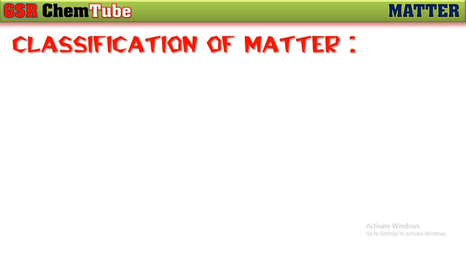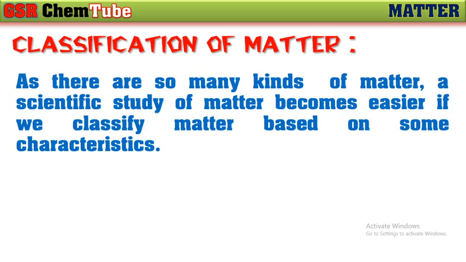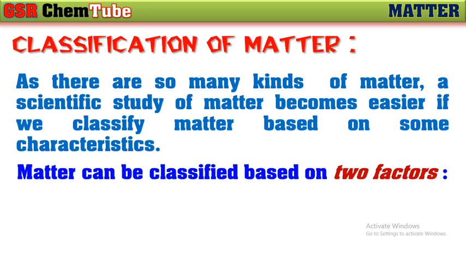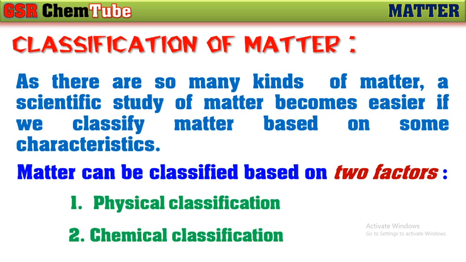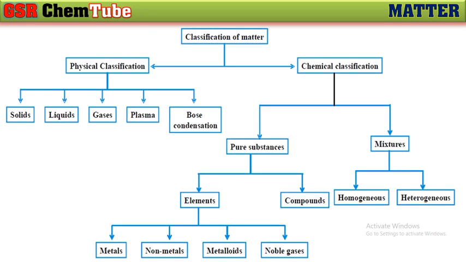Now let us see the classification of this matter. As there are so many kinds of matter, a scientific study of matter becomes easier if we classify the matter based on some characteristics. Matter can be classified based on two factors. One is physical classification, the other one is chemical classification. So if we classify the matter based upon the physical properties, it can be classified into five types. If the same is done in the chemical classification, the matter can be classified into two types, pure and impure substances. Now let us see here the physical classification.